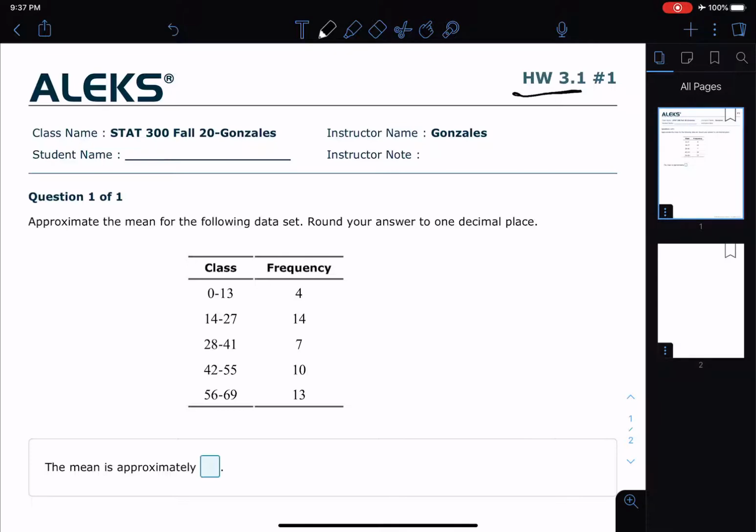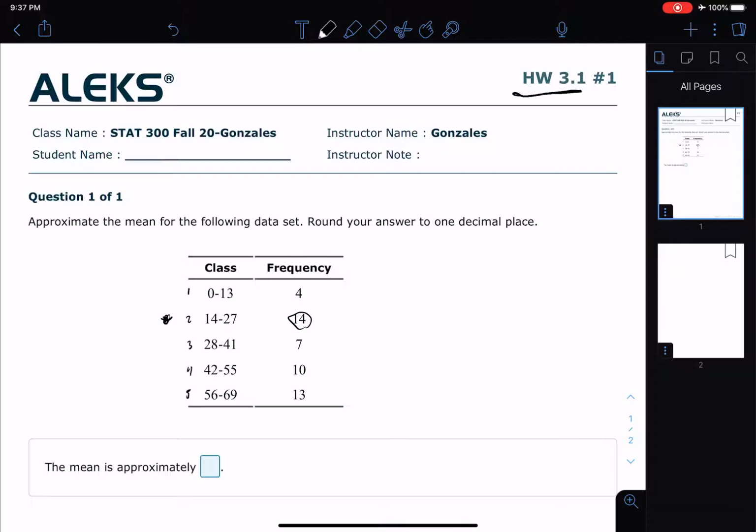Now, what happens is that we've got these different classes: class 1, class 2, class 3, class 4, and class 5. And we have a frequency, let's say at class number 2, of 14. So we've got 14 numbers that belong in this class from 14 to 27. The problem is we don't know what those exact numbers are.